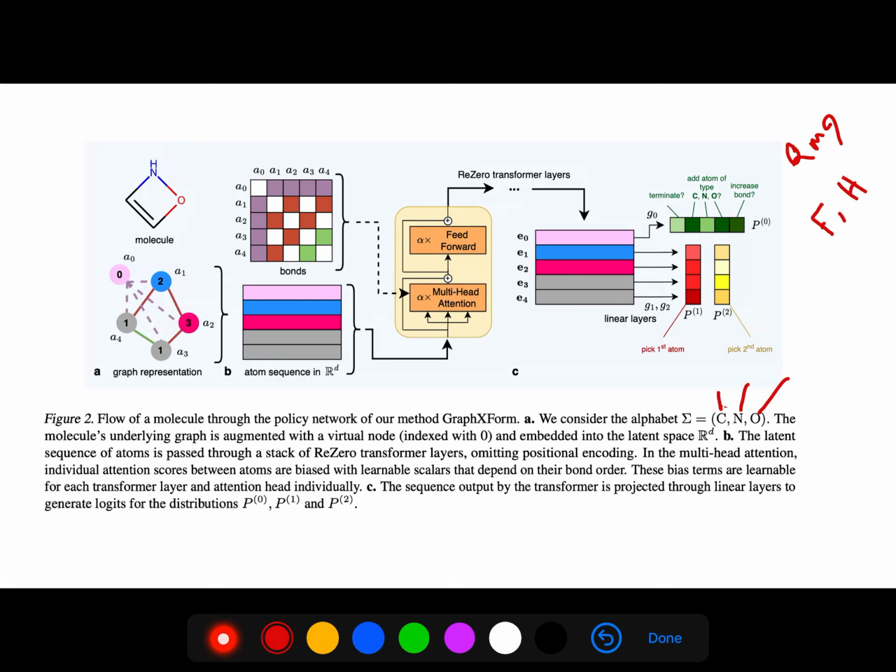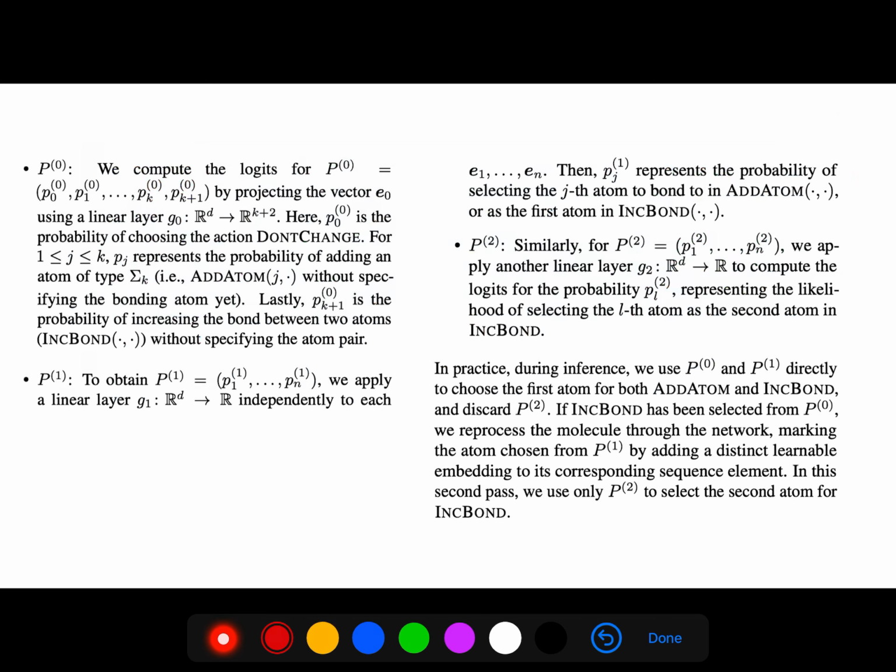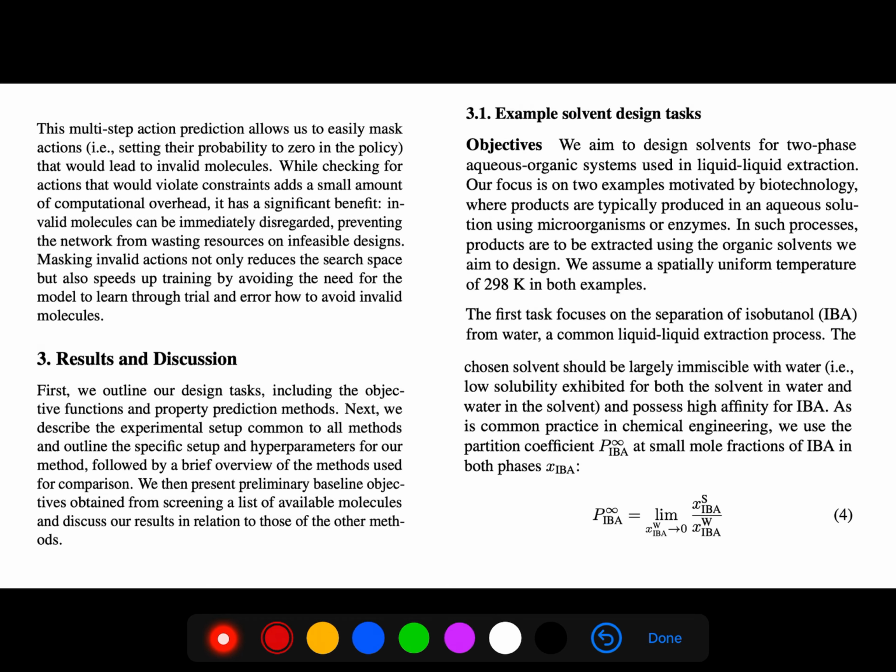So we have this graph representation. We give it to this transformer, and then we apply another layer to compute the logits of the probability, because we want to select the 11th atom as the second atom in incrementing the bond. And these are the results and the objective.